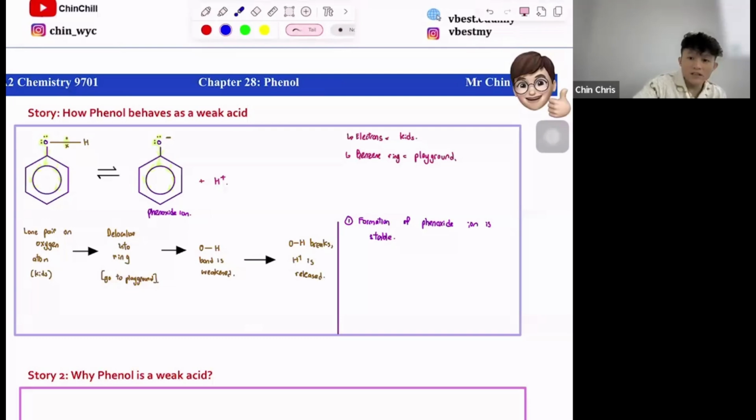One more time. What is a bond? A bond is when there is a pair of electrons. But it's still electrons. Electrons are kids. They will still delocalize into the ring. Understand?